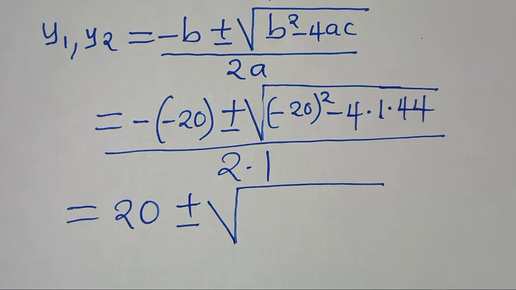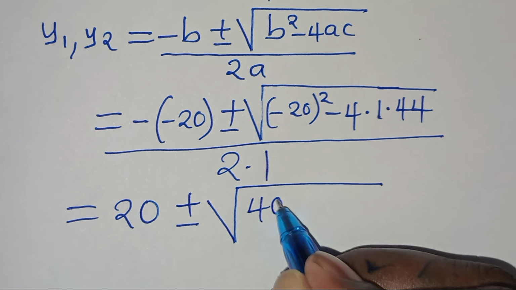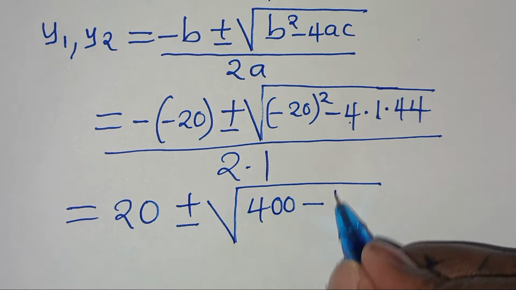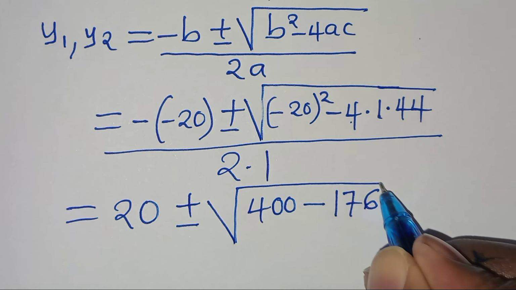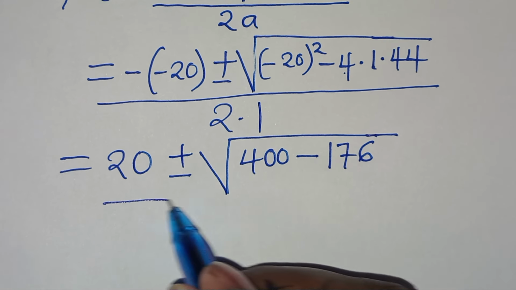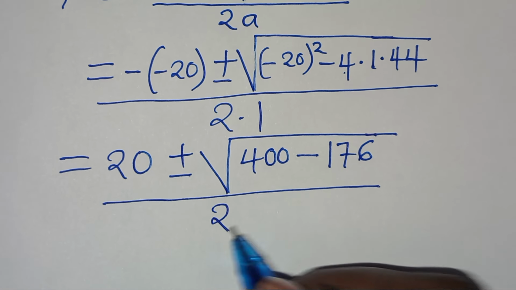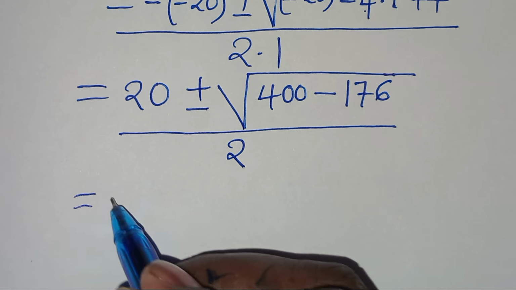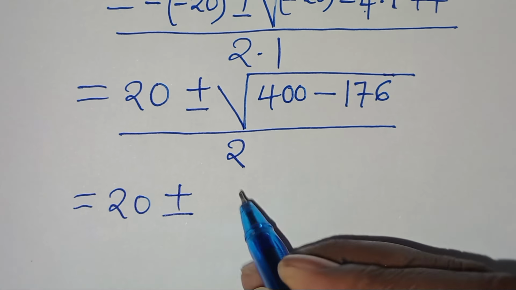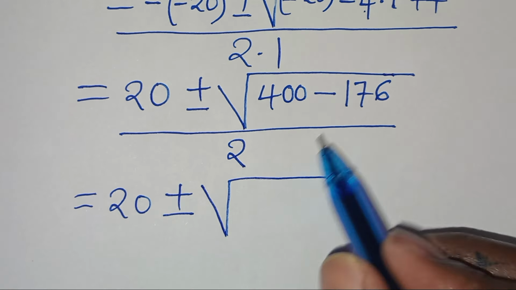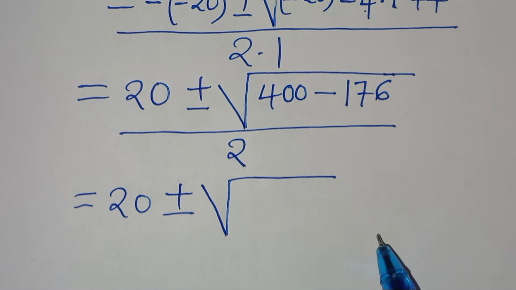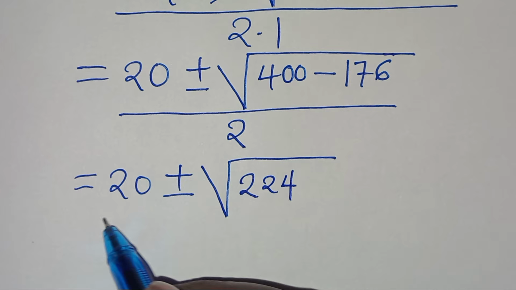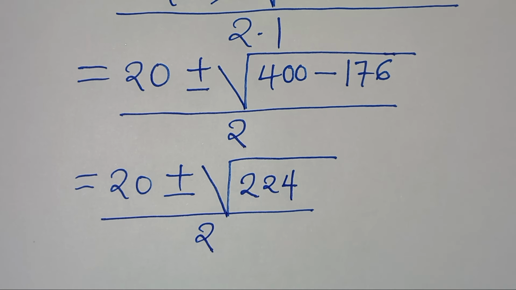minus 20 squared, which is 400, minus 4 times 44, which is 176, everything divided by 2 times 1, which is 2. So we have 20 plus or minus the square root of 400 minus 176, and this is equal to 224, everything divided by 2.